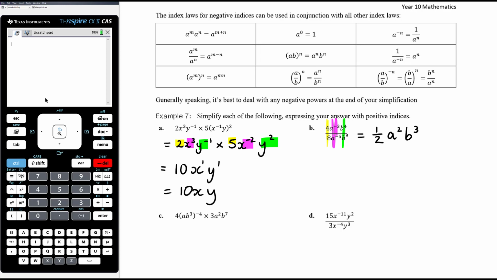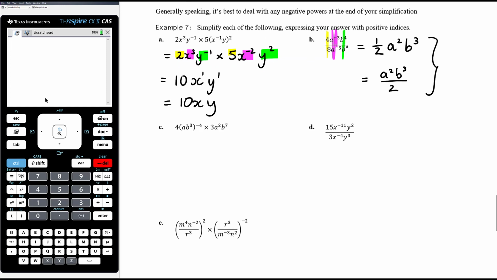So we could leave that written as half a squared b cubed, or we could put it all back together as one fraction, with a squared b cubed on the numerator and 2 on the denominator. So we can write it as either of these. Both are perfectly fine. They both have positive indices.